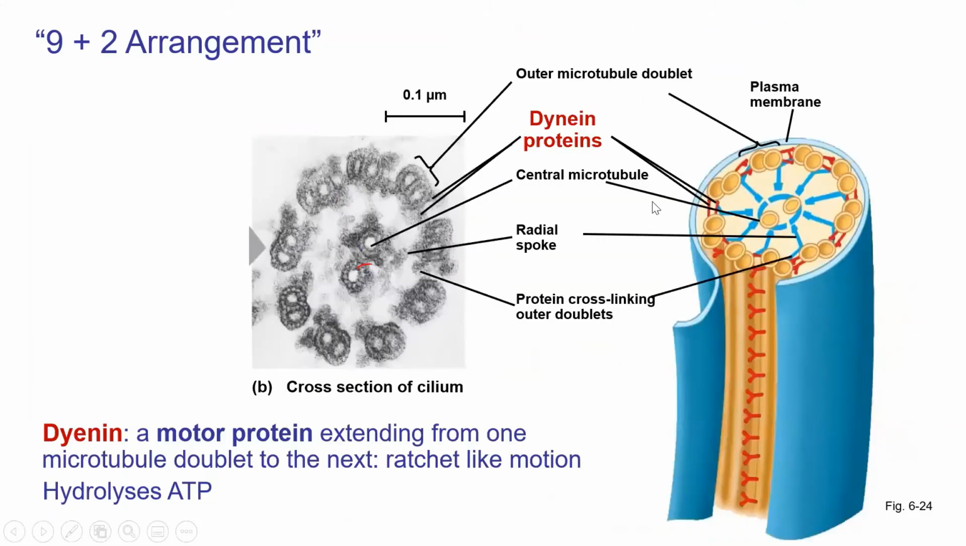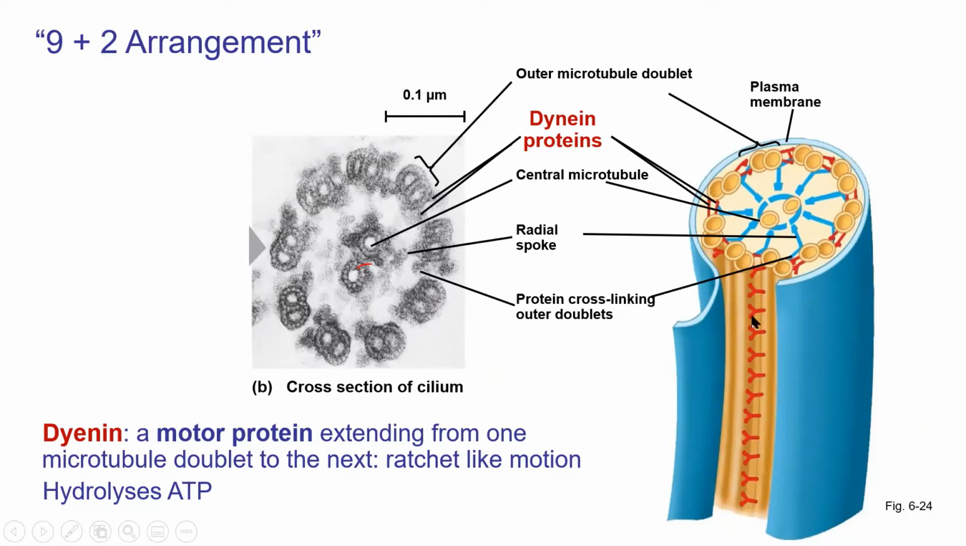So here's from our textbook. It's showing that 9+2 arrangement. And you can see all these little doublets of microtubules. And they're connected by these red things called dynein proteins. These are motor proteins. I'm going to talk about them in a moment. And this blue here is the membrane. So this is a very different structure from the prokaryotic flagella, which was not surrounded by a membrane at all. This is surrounded by a membrane because of these little red motor proteins.